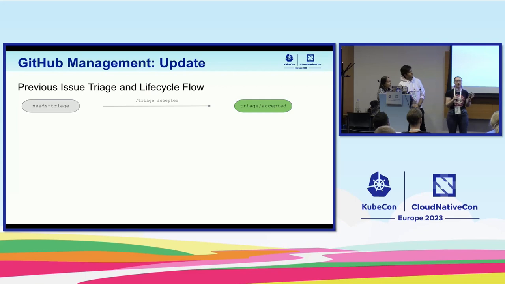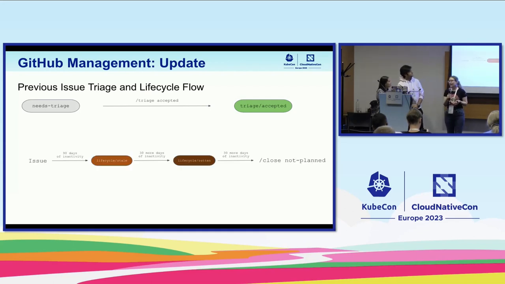Here's how it worked in the past. Basically, you submit an issue. That immediately, through an automated tool, gets the tag needs triage. That says, okay, SIG that just got this issue, you need someone to look at this issue and see if you actually want to do it or not. So it's kind of a holding state. Then hopefully someone will look at that issue and add the label triage accepted. That just means somebody looked at it. Hopefully they'll do something with it eventually.